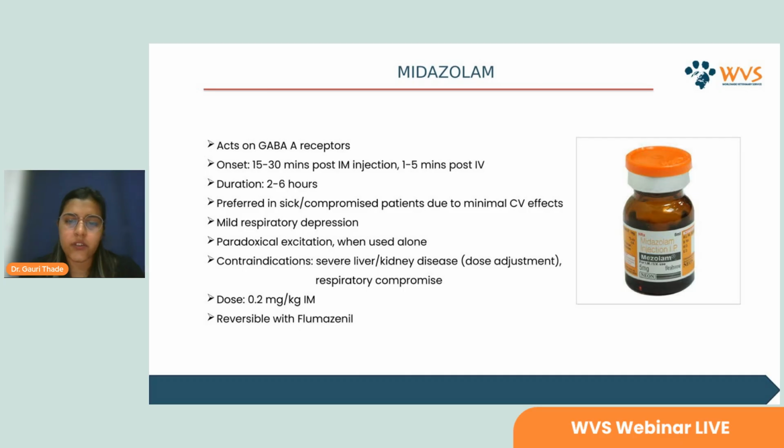Contraindications are severe liver and kidney disease. You can still use it, but with dose adjustment, and you do not use it when there's respiratory compromise. It is reversible with flumazenil. Similar to midazolam, there is also diazepam, but because this is a lecture about procedural sedation, midazolam can be given intramuscular, whereas for diazepam, you would need an IV catheter and give it intravenous, but you can still use that.